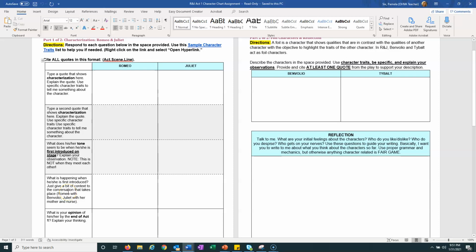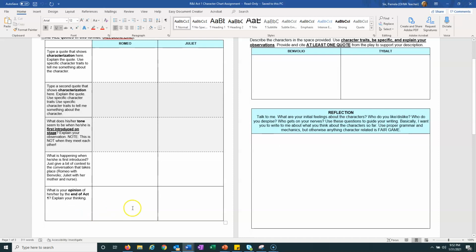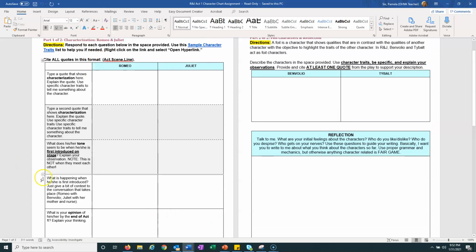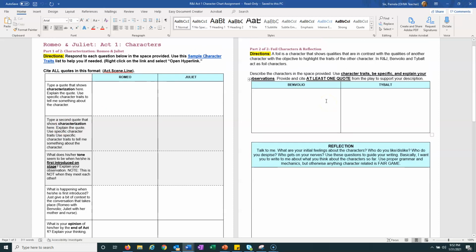When do you first meet them in the story? Give a bit of context to the conversation that takes place. Romeo is with Benvolio, Juliet is with her mother and the nurse. So you have to talk about what's happening there. And then what is your opinion of each of them by the end of Act One? Explain your thinking in that. Basically pretty easy, but definitely look at those character traits and figure out what you think of them so far, right?